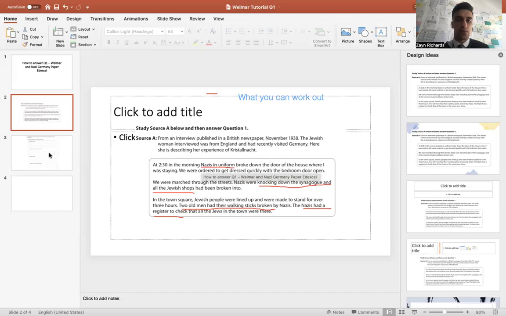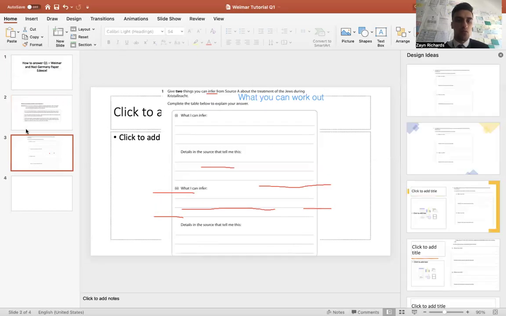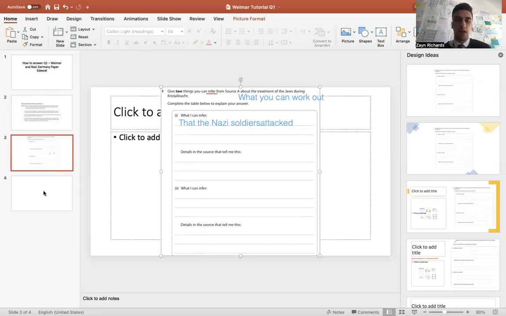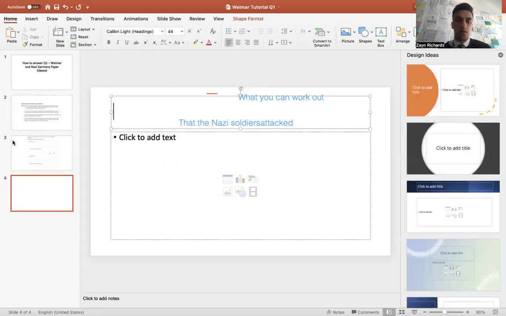So first things first, let me just switch back to the other slide. There we go. Okay, let me erase all this stuff on the screen as well. I would then, at the top, where it says what I can infer, write down first of all the fact that the Nazi soldiers attacked. In fact, just because the Zoom function is not very good, I'm going to do this on a blank slide. So I'll do it here. Okay, sorry about that. So I would do the following.